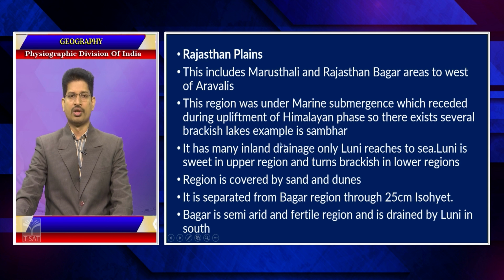For example, the Luni river flows through this region. In its upper course the Luni is sweet, but by the time it reaches the lower course it becomes brackish because of the impact of the salt present in the rocky regions.